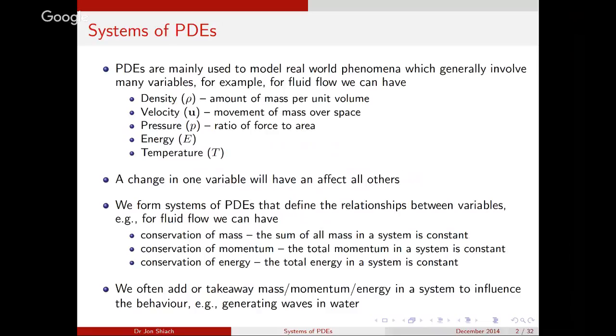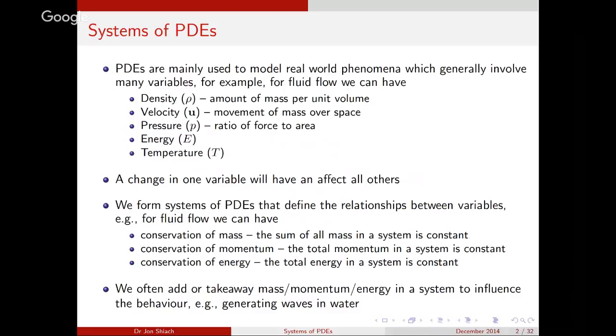Now, a change in any one of those will affect all the others. So, for example, if pressure increases, the temperature will increase by physical laws. If the temperature increases, the velocity may increase. If the velocity increases, your energy increases. If energy increases, your density may increase. And because the density has increased, the pressure has changed. So these are all interacting with each other. It's all very well and good solving a single PDE, but often when we want to model complex physical behavior, we need a system of PDEs.